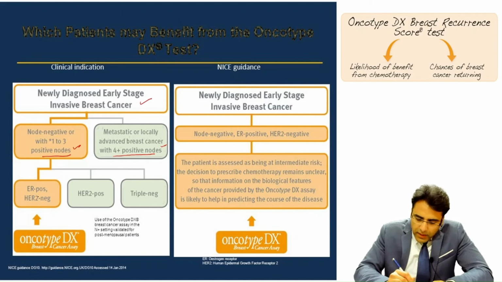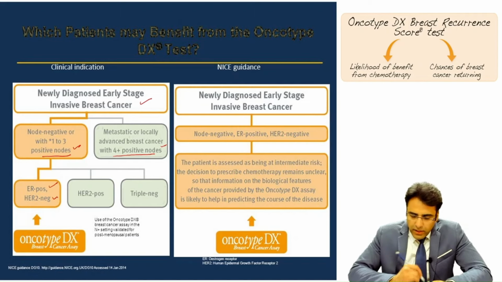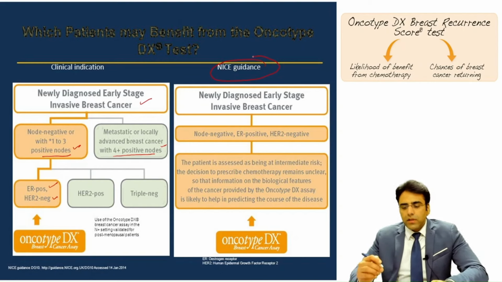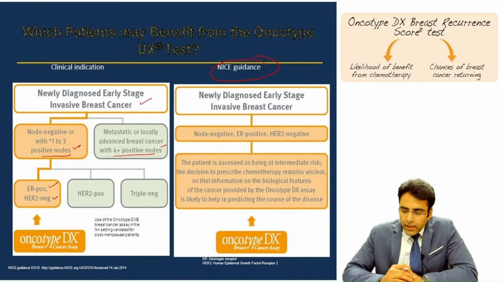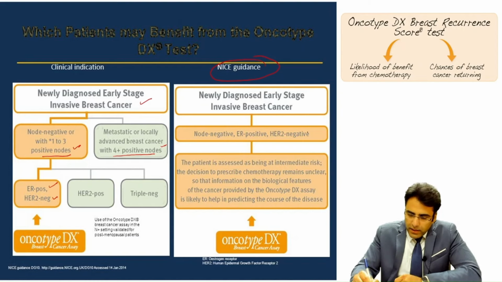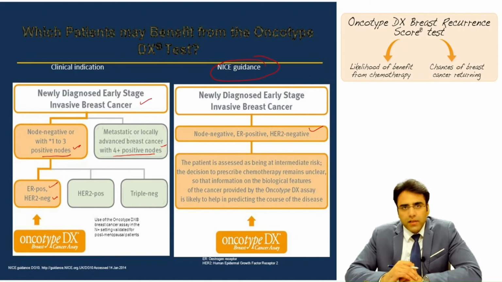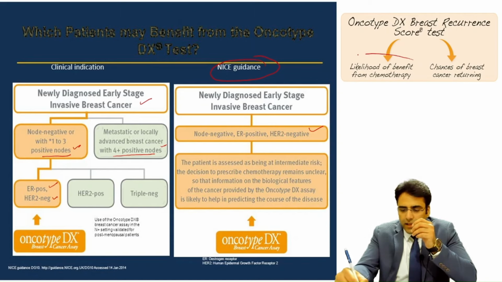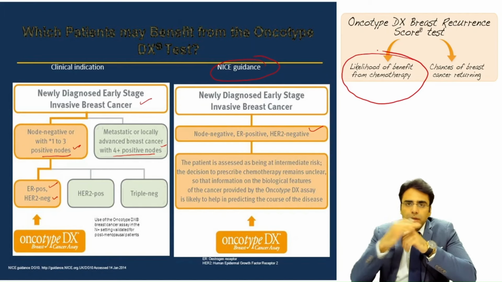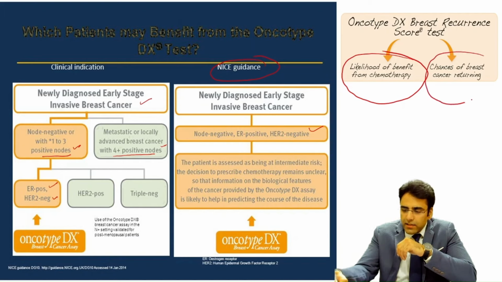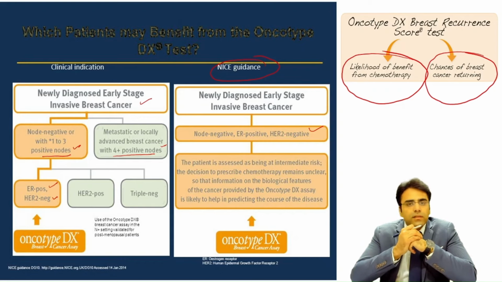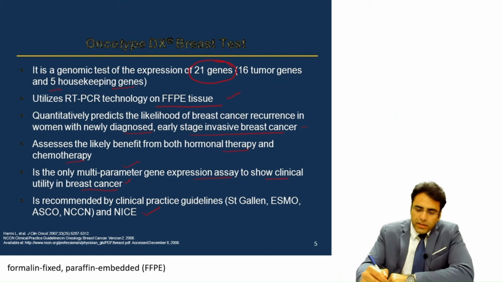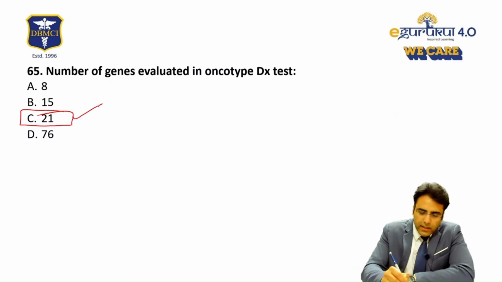Clear? Now, it can be ER positive or HER2 negative. In ER positive, HER2 negative disease, the Oncotype DX test is used. Clear? And according to NICE guidelines, in newly diagnosed early stage invasive breast cancer, node negative, ER positive, HER2 negative, in those cases the Oncotype DX test is beneficial. Clear? What is important to remember is the Oncotype DX score. It helps to determine the likelihood of benefit from chemotherapy, number one, and number two, the chances of breast cancer recurrence. So this is the utility of the Oncotype DX test, and 21 genes are taken into account. So the correct answer is option C.